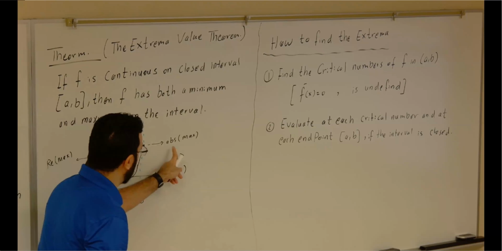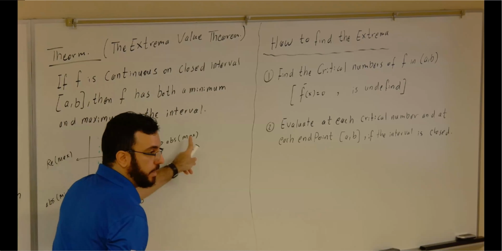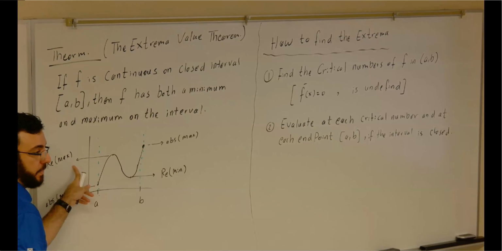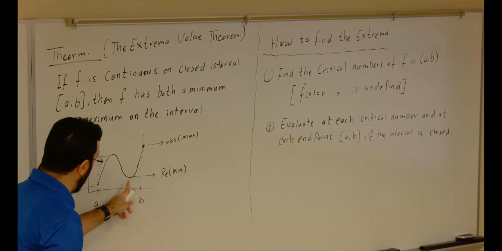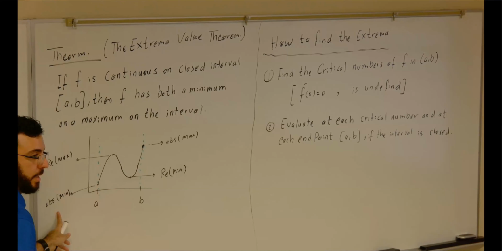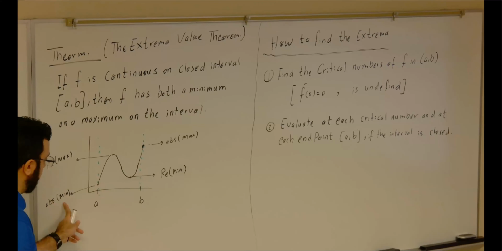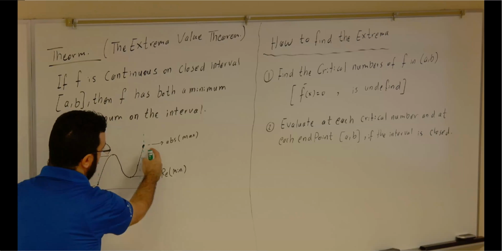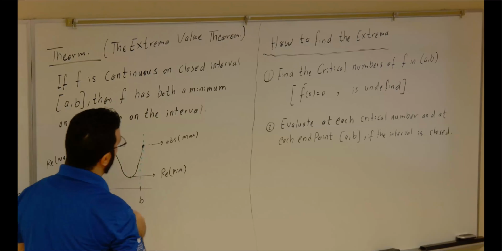So I'm going to call it absolute max. This is also a maximum point, but I'm going to call it relative max. Now here are two minimum points. This is the relative minimum. This one is called what? Absolute minimum, because it includes the interval. That's why I have to include it: it's an absolute max, it's an absolute minimum.